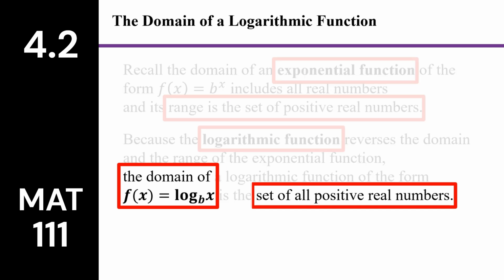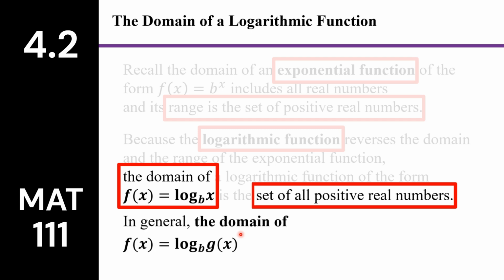So far we've been looking at the domain of a logarithmic function whose argument is simply an x, and that's the set of all positive reals. But we're going to look at functions that have more complicated arguments of the log. It's shown here as g of x, which simply means it'll be something more complicated that involves x. The domain of this function will be whatever makes g of x positive. So we set g of x greater than 0.